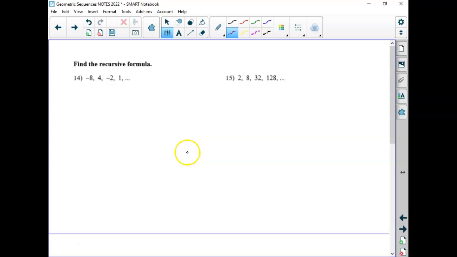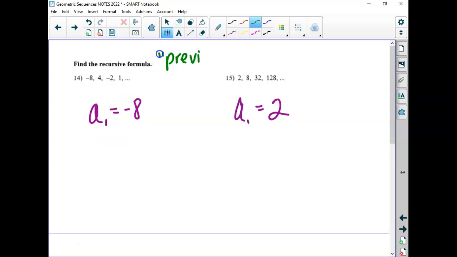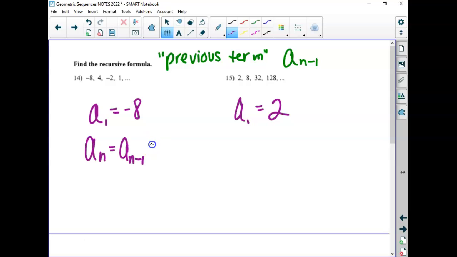So, all right, write the recursive form. This is the one where we have to say the first term. So we can write first term is negative 8. Over here, the first term is 2. Then what is the other thing you have to tell me? This is the one that uses previous term. And what does previous term notation look like? A sub n minus 1. So the formula goes A sub n equals the previous term times something. What are they multiplying by here? Four over negative 8 is negative 1/2.